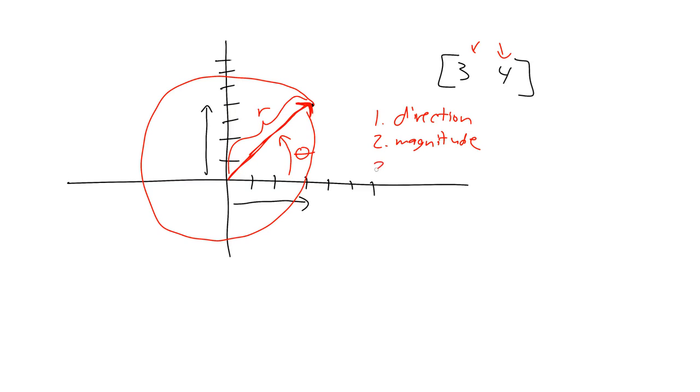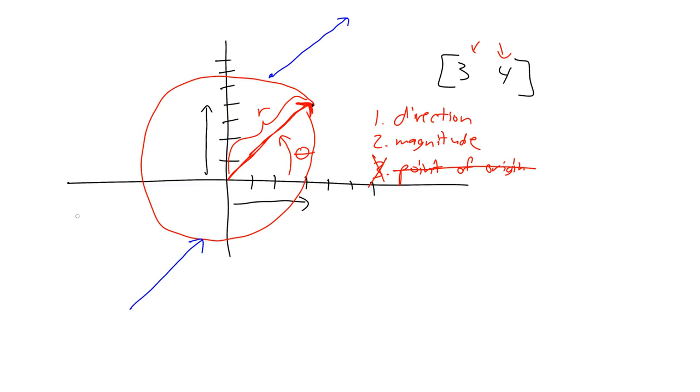Here's something a vector does not have, so I'm going to cross this out. It does not have a point of origin. And it's a little weird at first, but it's important that you get that. So I'm going to cross that out because it's not true that it has a point of origin. What I mean by that is this vector here that I've drawn in red is the same vector as this one. And it's the same vector as this one.